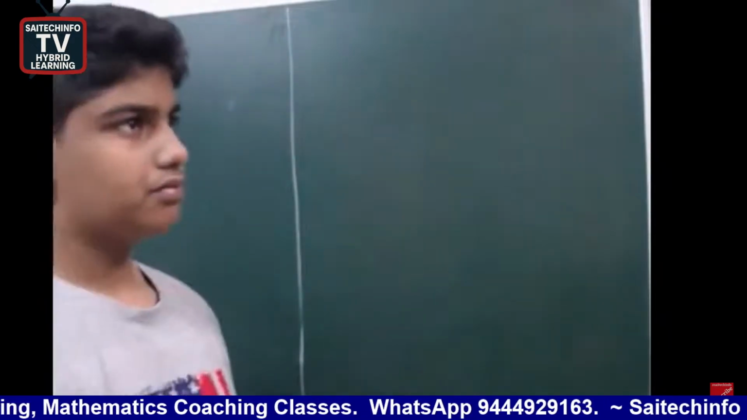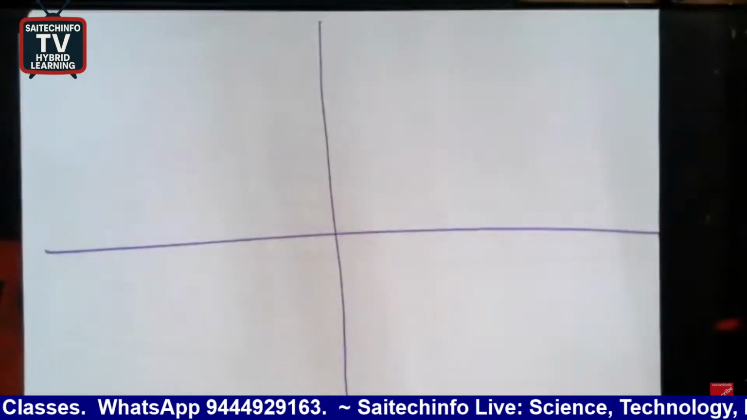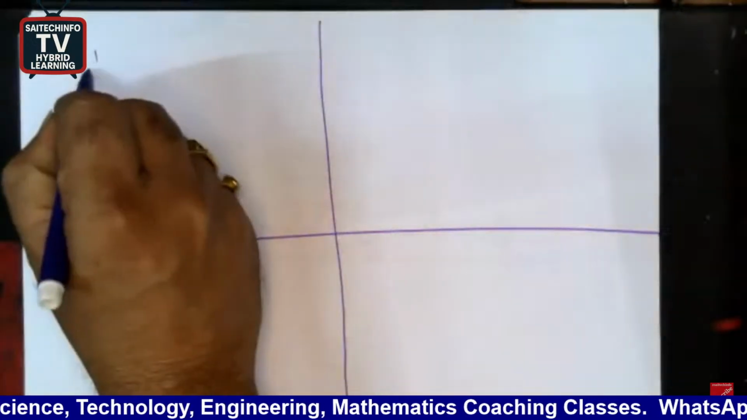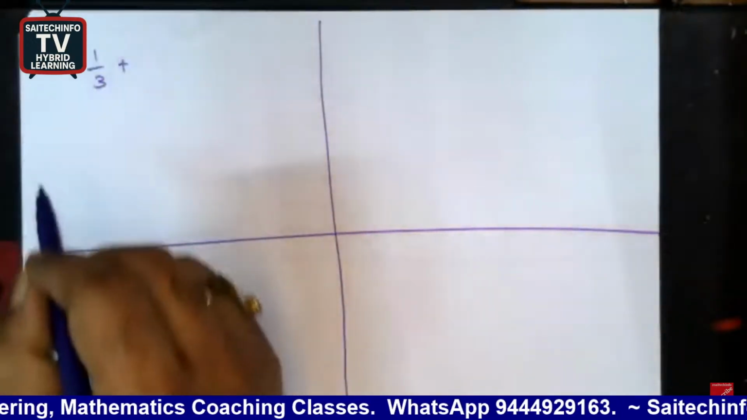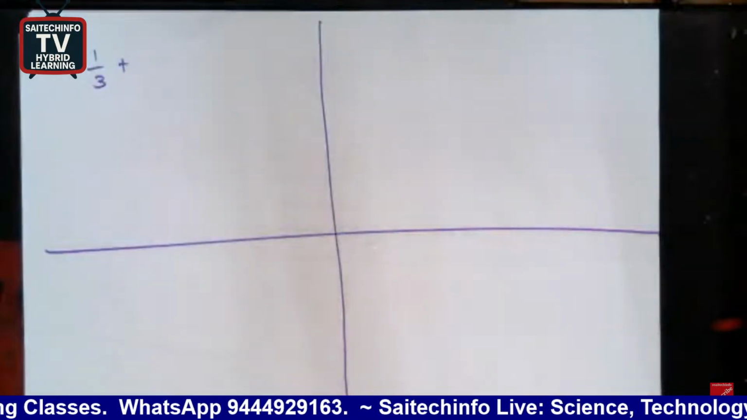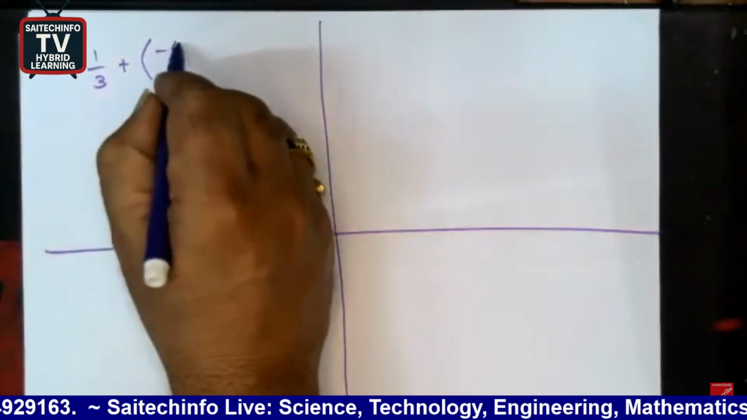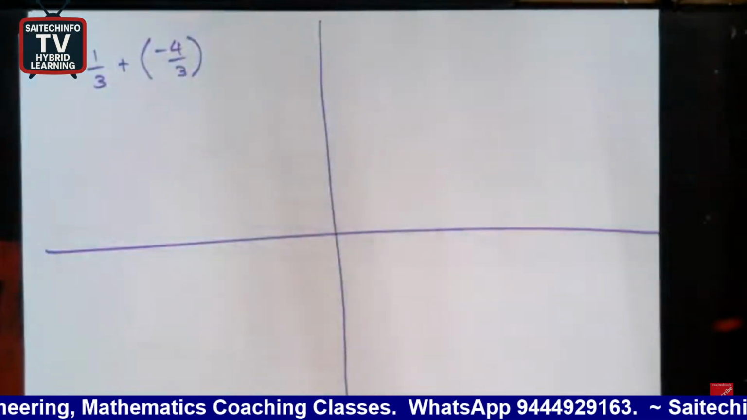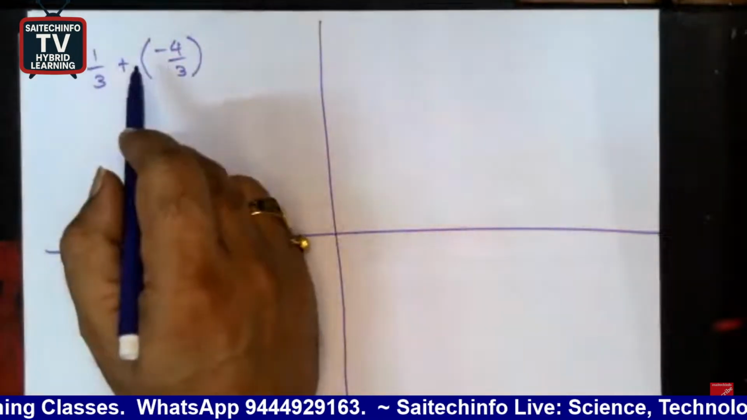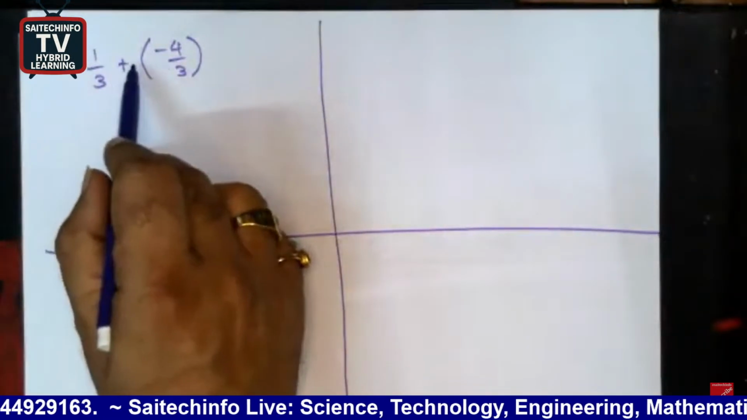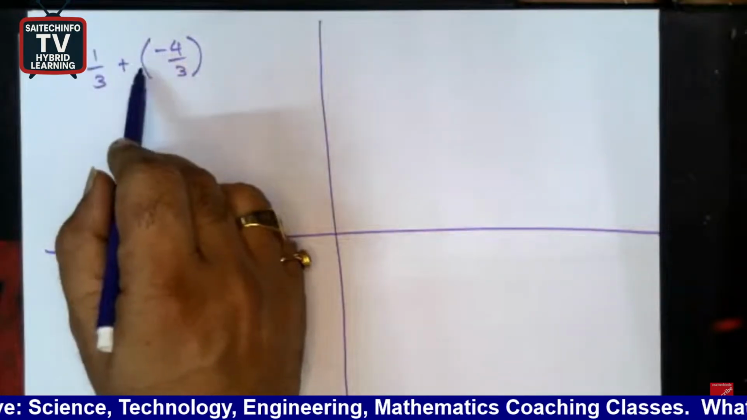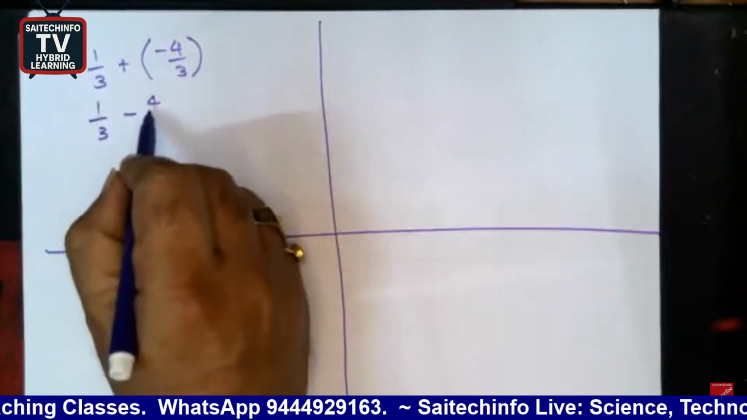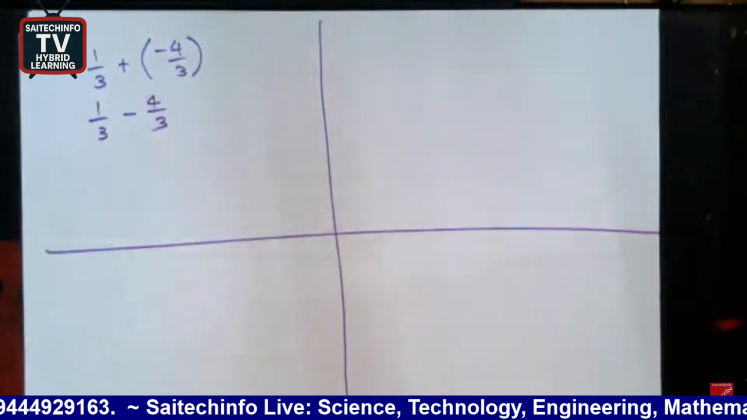Now, there you go. 1 by 3 plus of minus 4 by 3. இதில் என்ன பண்ணோம்? ப்ளஸ் ஆஃப் மைனஸ் தானே. அப்போ 1 by 3 minus 4 by 3, அந்த ப்ராக்கெட்லேருந்து ரிலீஸ் பண்ணணும்.